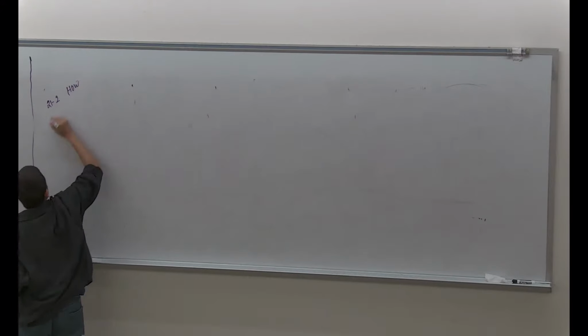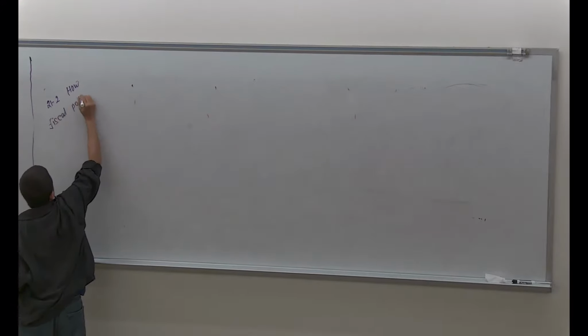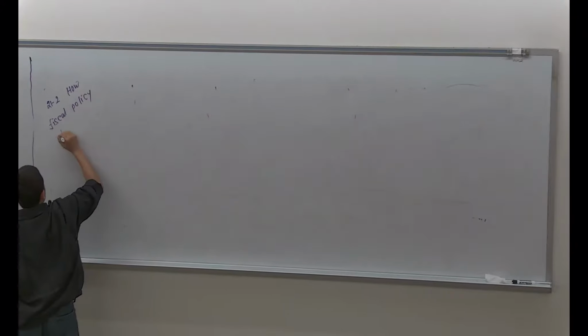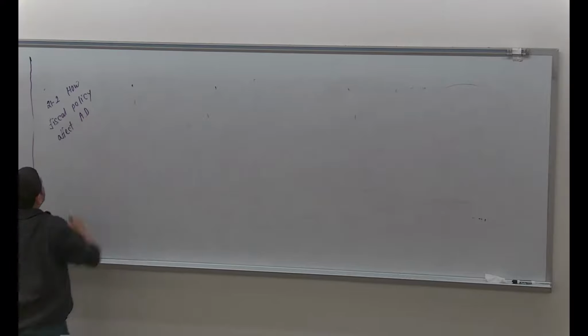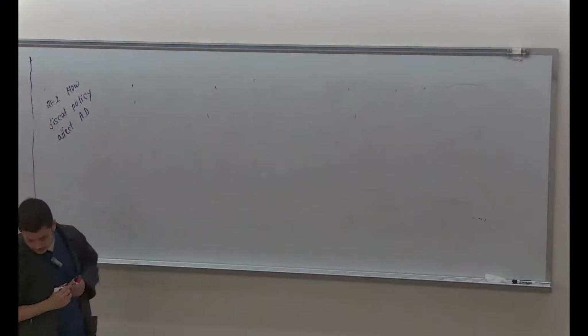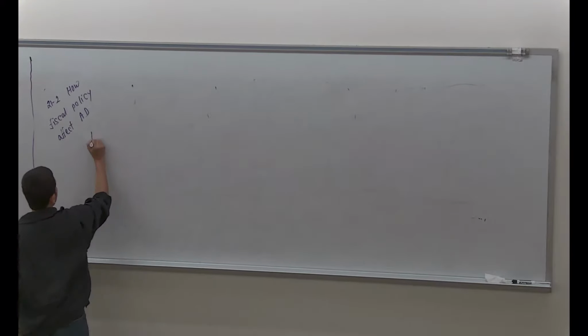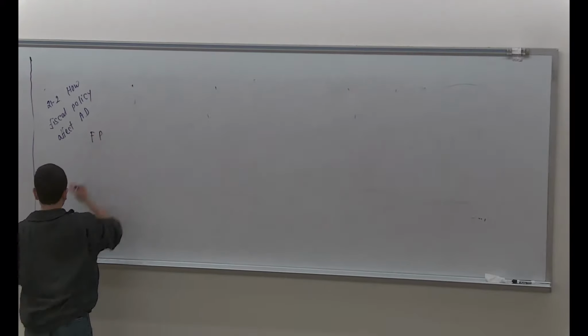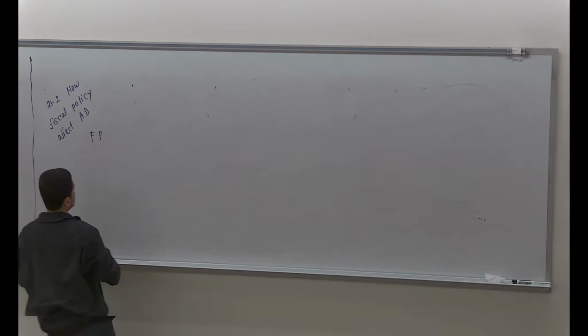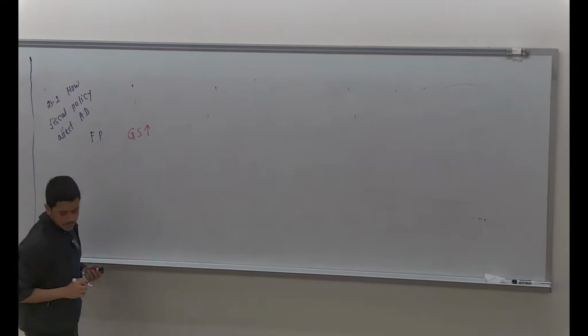21.2, how fiscal policy affects aggregate demand. So what is fiscal policy? Fiscal policy actually has two tools. One is direct, government spending. The government can spend more money, and it has a direct effect.